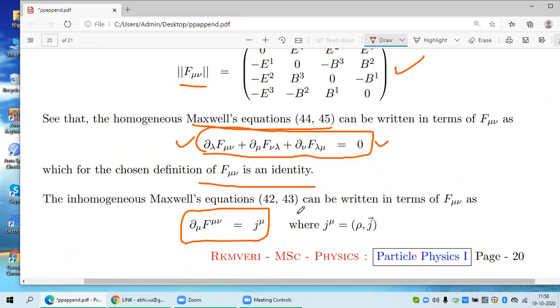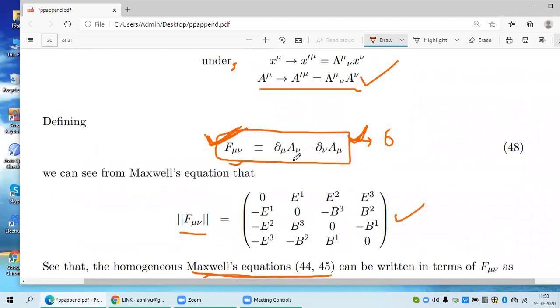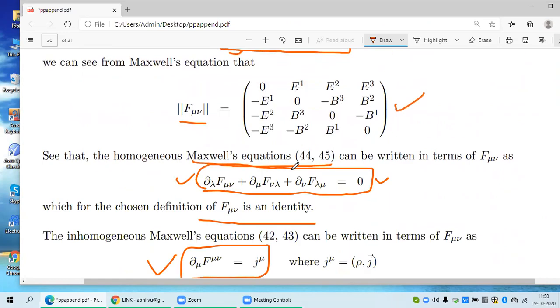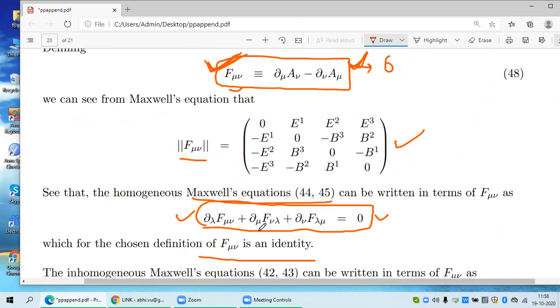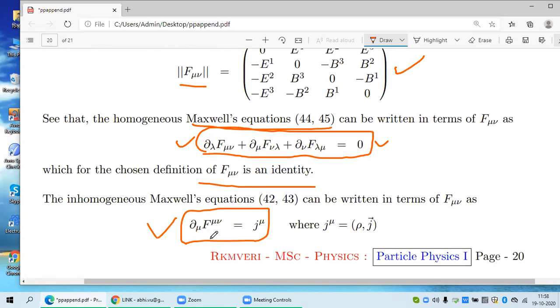Therefore, if you want to see what is the equation of motion satisfied by A mu, you can directly say this is the equation of motion satisfied by A mu, where F mu nu is related to A mu. You don't explicitly say the other two equations, because this equation, in its definition of F mu nu, already contains the other two equations. Is it clear?